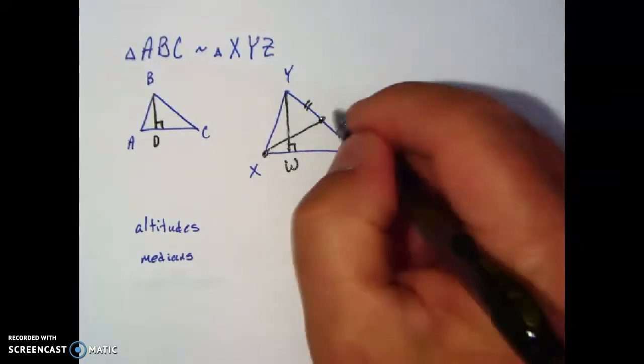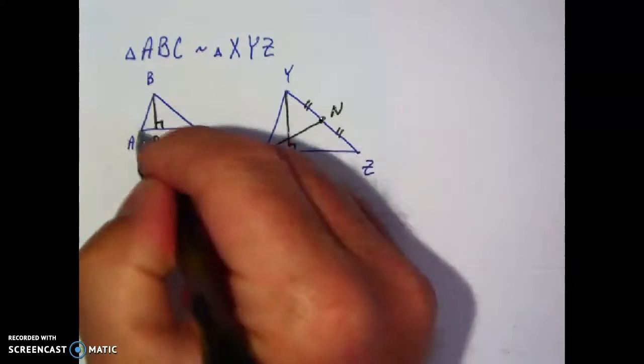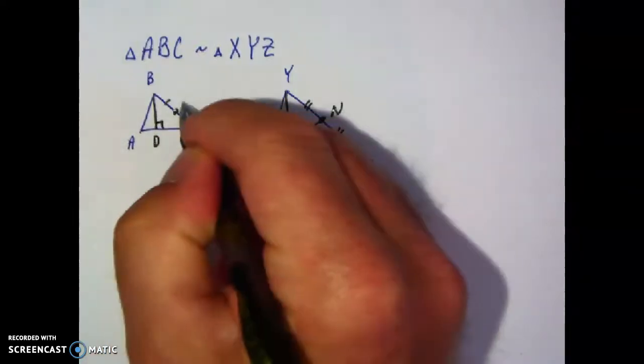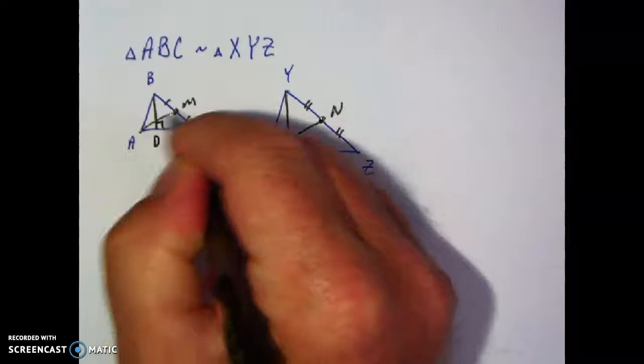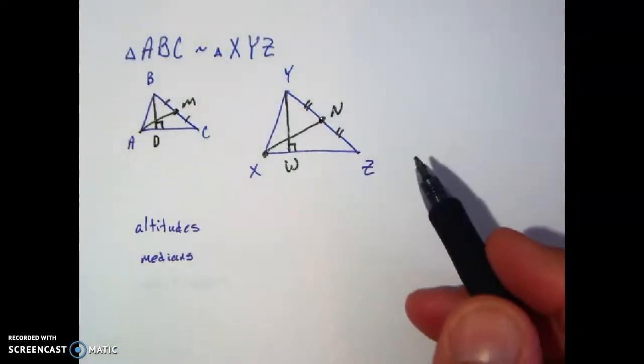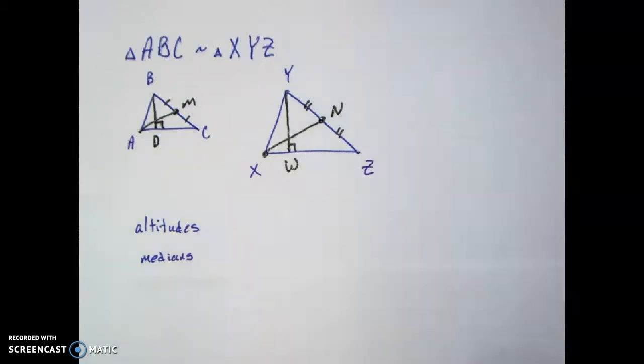All right, so if that is point N, our corresponding median would go from A to the midpoint of this side, say if that's point M. So we would have segment AM and segment XN would be corresponding medians, and again, they would be proportional to one another. Likewise for angle bisectors.